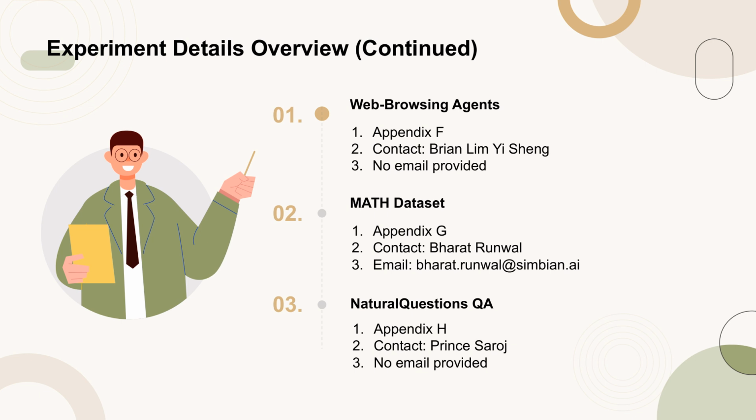The Math Dataset Experiment is detailed in Appendix G. Bharat Runwal can be reached at bharat.runwal@symbian.ai. Finally, for the Natural Questions QA Experiment, refer to Appendix H. Contact Prince Saroj for further details.